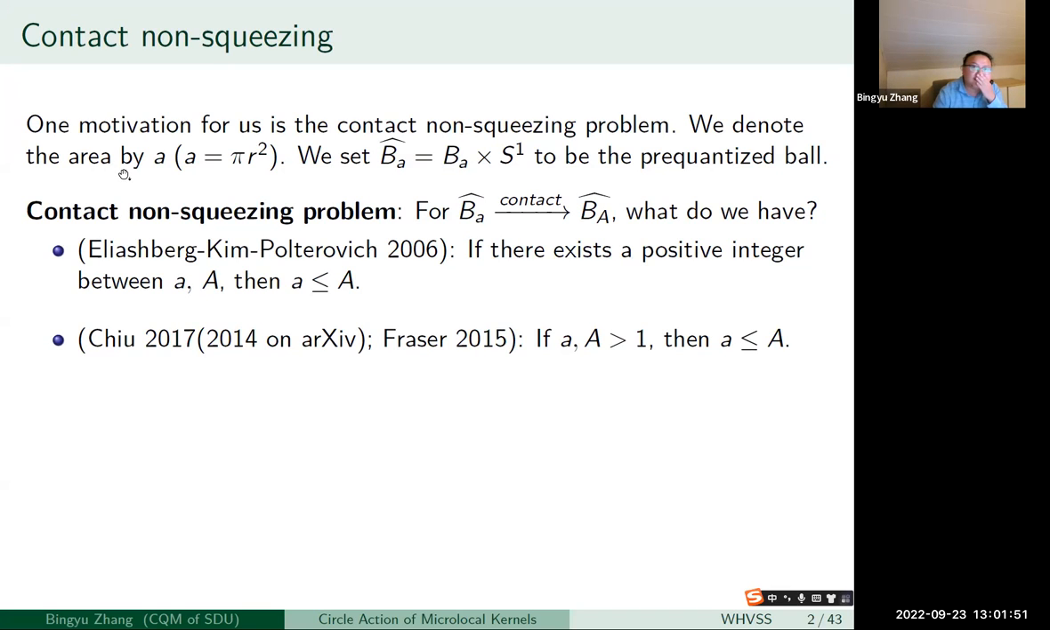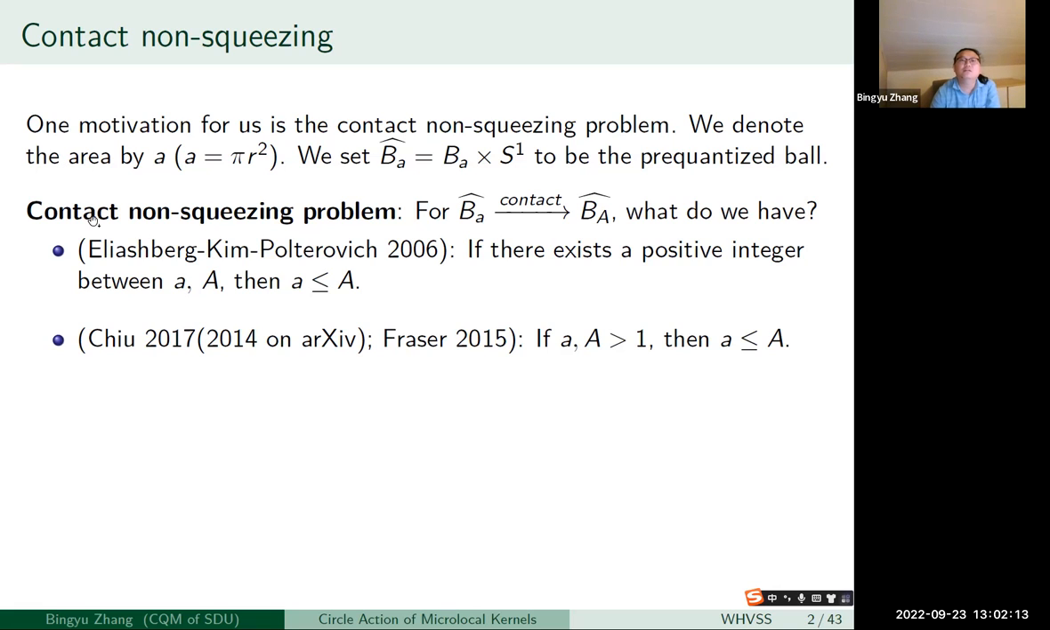Basically, my motivation is contact non-squeezing theory, and here let me denote B hat to be the four-dimensional ball, and A equal to pi r squared is the area. The contact non-squeezing problem is that if we have a contact embedding between two four-dimensional balls, what do we have?